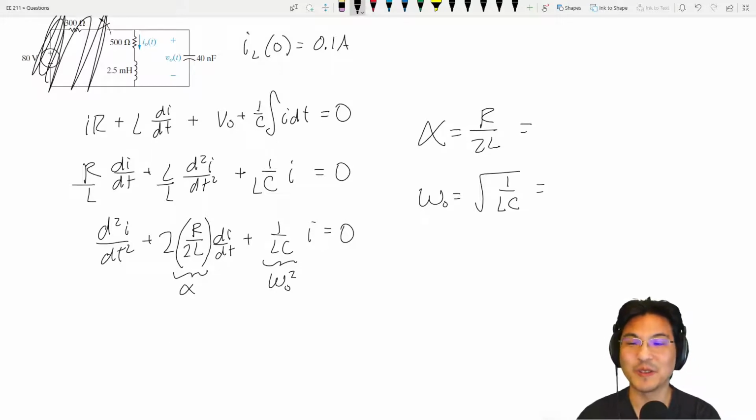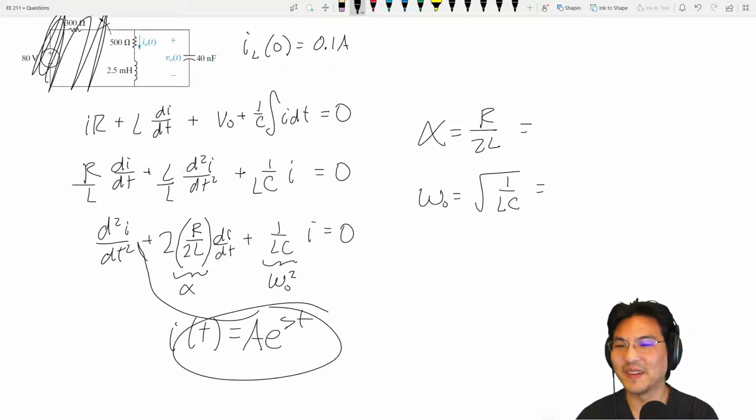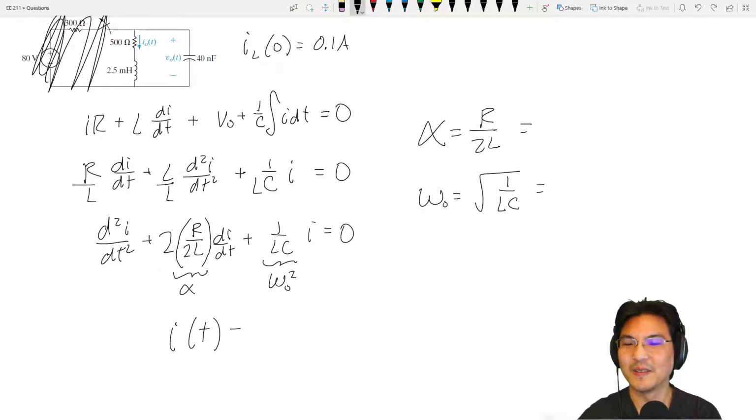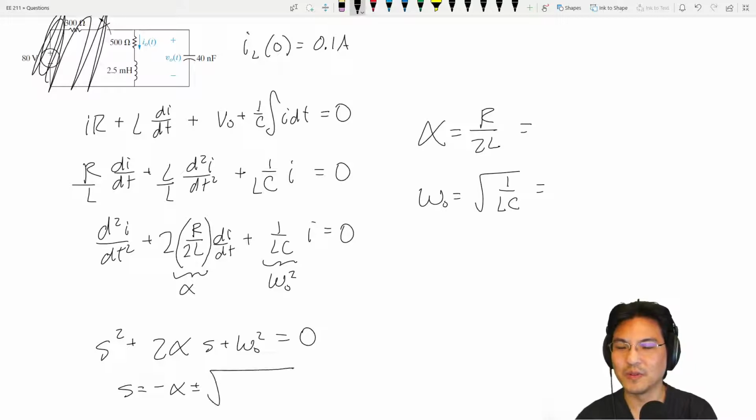And then if we assume the solution is of some form A e to the st, we plug that in here, here, here. And then what we get is the characteristic equation, which looks like s squared plus 2 alpha s plus omega naught squared equals 0. Okay, which if we just plug that into the quadratic formula, we get 2 roots.